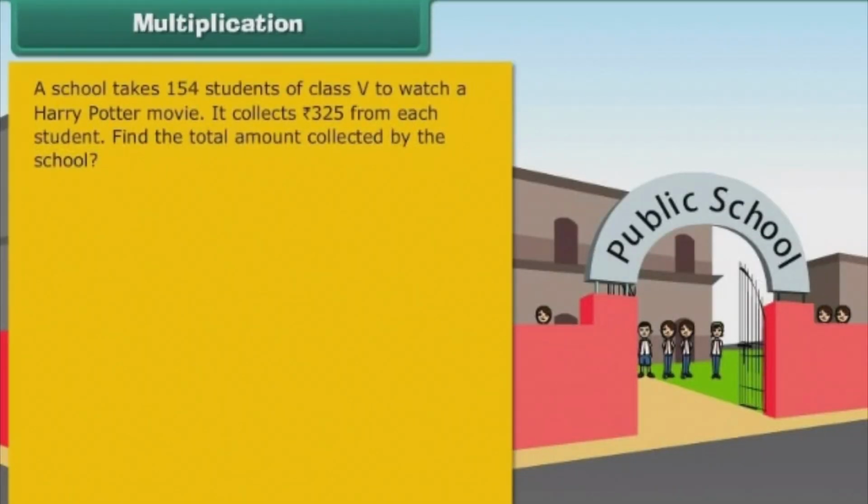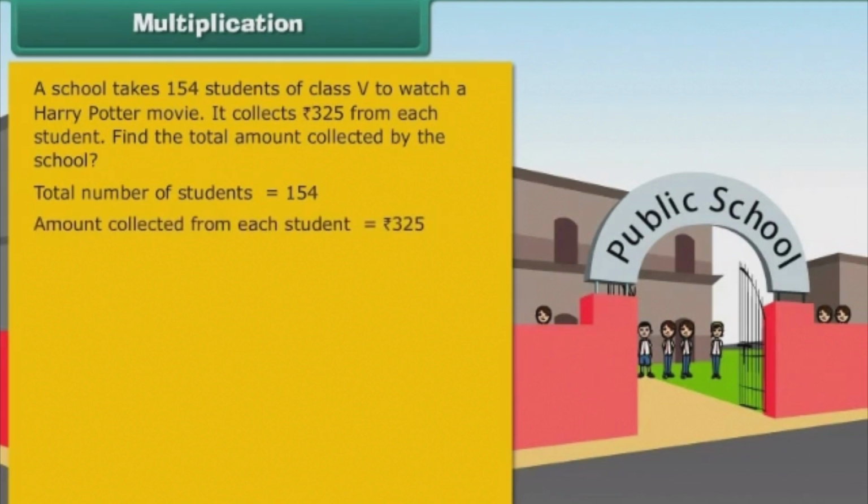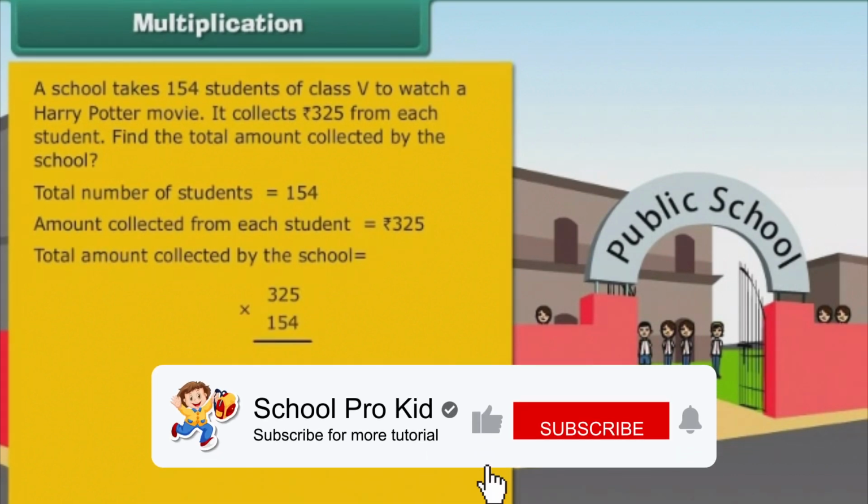A school takes 154 students of class 5th to watch a Harry Potter movie. It collects rupees 325 from each student. Find the total amount collected by the school. Total number of students is equal to 154. Amount collected from each student is equal to rupees 325. Total amount collected by the school is equal to 325 multiplied by 154.